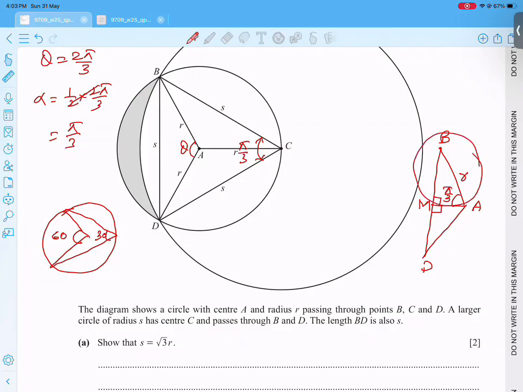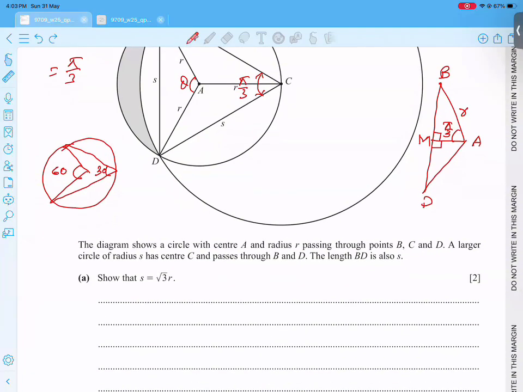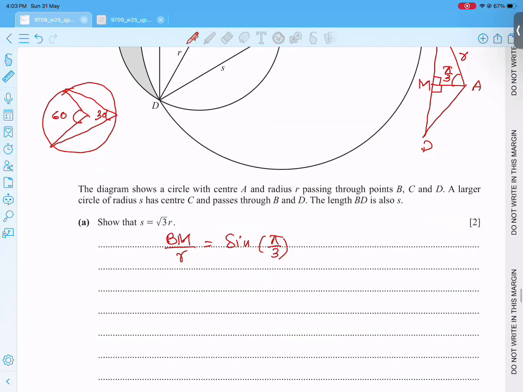I'm using the upper triangle to try to find BM. When I multiply BM by 2, I get the full length, which is S. In front of the angle, BM is opposite, and in front of 90 degrees is the hypotenuse. So I can say BM over R is equal to sine pi by 3. Sine pi by 3 is root 3 by 2, and R goes to the right hand side. But I'm looking for BD, which is the full gap, so BD is BM times 2.